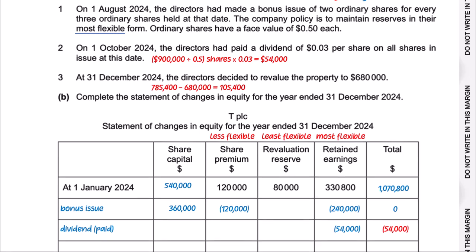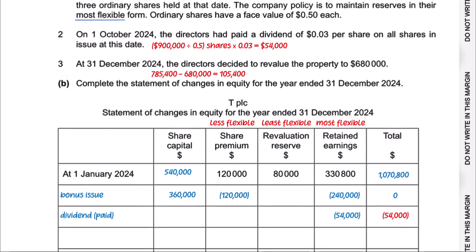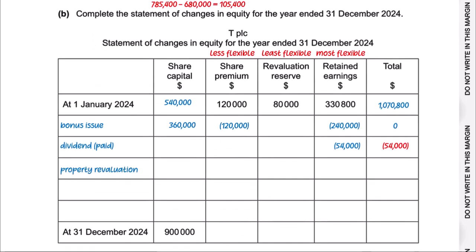So the difference between these two amounts is $105,400. For this amount of difference, we will use the revaluation reserve, which is the least flexible form of reserve and is created for only such purposes. We use the entire amount of $80,000, and for the remaining $25,400, we use again the retained earnings. So the total for this row becomes $105,400. All right, we have considered all the additional information.